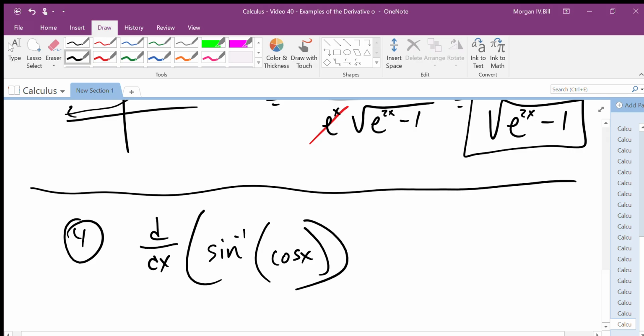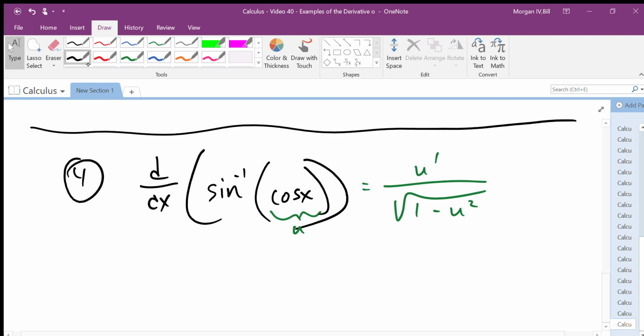The derivative of the inverse sine of the cosine of x. So our cosine of x is acting like the u. We know for inverse sine, it's u prime over square root 1 minus u squared. All right, let's try this out.